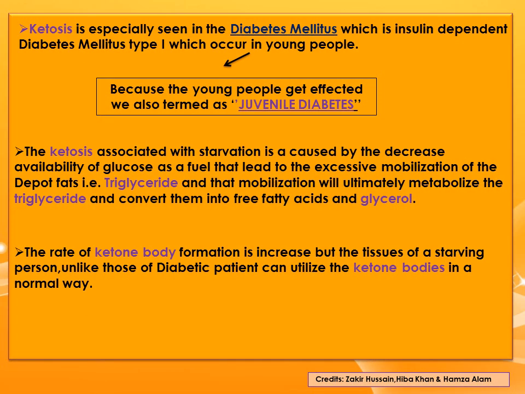Ketosis is especially seen in type 1 diabetes, which is termed insulin dependent diabetes mellitus, which occurs in young people. We can also use another term, that is juvenile diabetes.